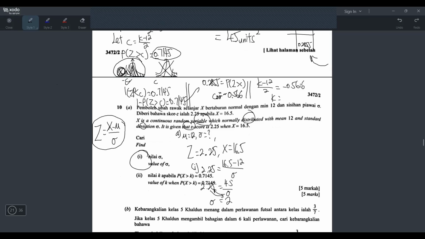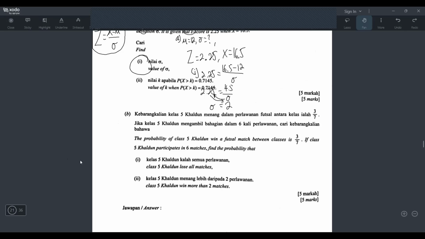And now you can find your K, just press calculator. Negative 0.566 times 2 plus 12. Okay, and then you get the answer. All right, 10.868. Okay, 10.868. Usually I write 4 significant figure, but since this one it's just one more digit, so just write it lah. Okay, so that's the answer. Okay, so that's it. Quite simple.